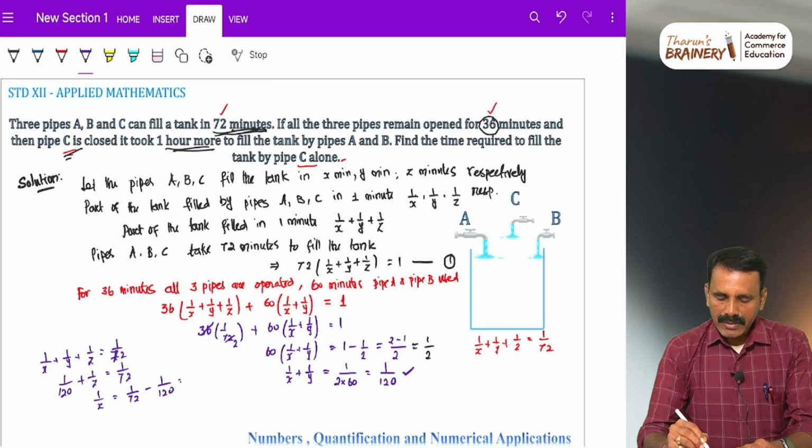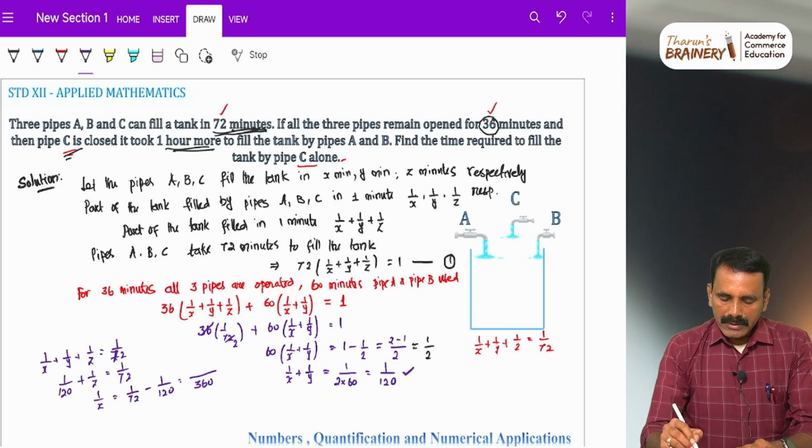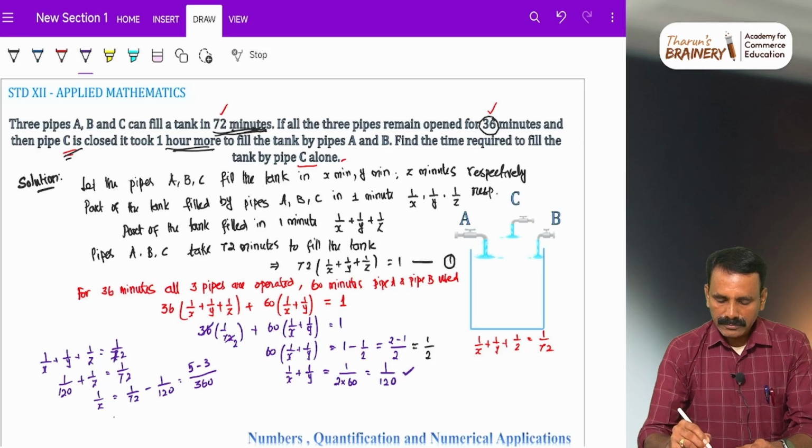We take LCM for 72 and 120, the LCM will be 360. So, in 360, 72 will go 5 times. So, 5. In 360, 120 will go 3 times. So, we multiply by 3 here. So, 1 by z will be 2 divided by 360, that is equal to 1 divided by 180.